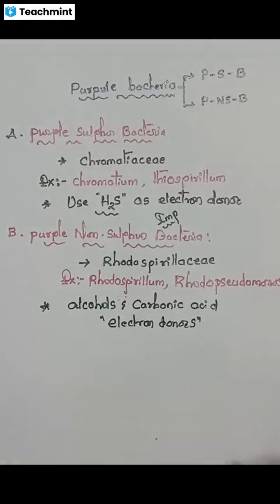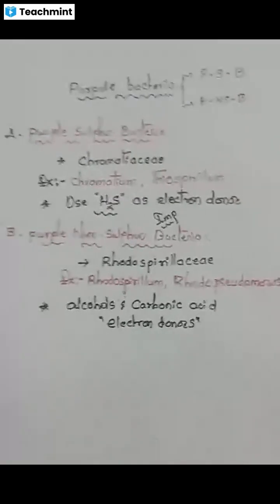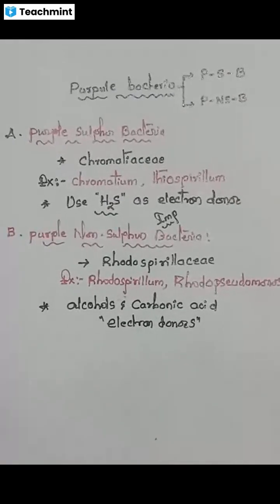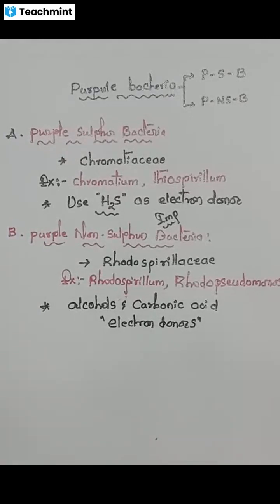So clear. The purple bacteria are again classified into two types: purple sulfur bacteria and purple non-sulfur bacteria. The purple sulfur bacteria belong to Chromatiaceae. The most common bacteria are Chromatium, Thiospirillum, etc. They use hydrogen sulfide as electron donor. The purple non-sulfur bacteria belong to Rhodospirillaceae. The most common bacteria are Rhodospirillum and Rhodopseudomonas. They use alcohol or carbonic acid as electron donor.